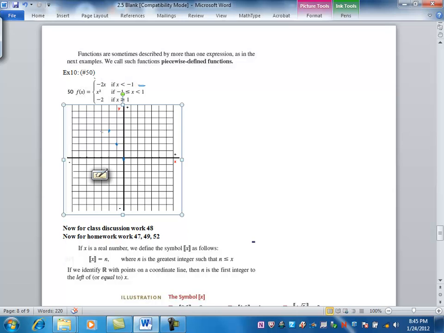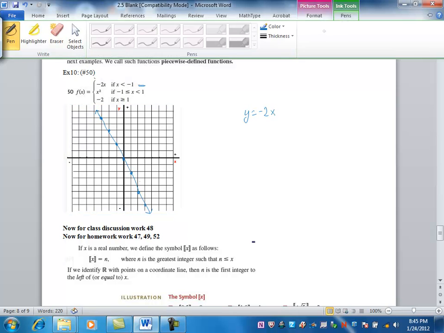When x is negative 3, y is 6. And then when x is 1, y is negative 2. When x is 2, y is negative 4. And when x is 3, y is negative 6. And so we're going to connect our dots here. And so that, of course, is the graph y equal negative 2x.